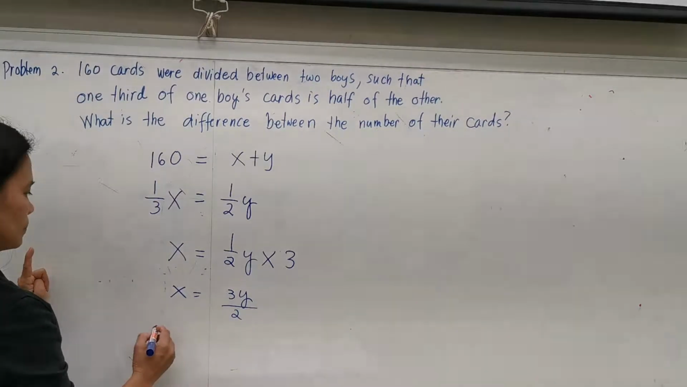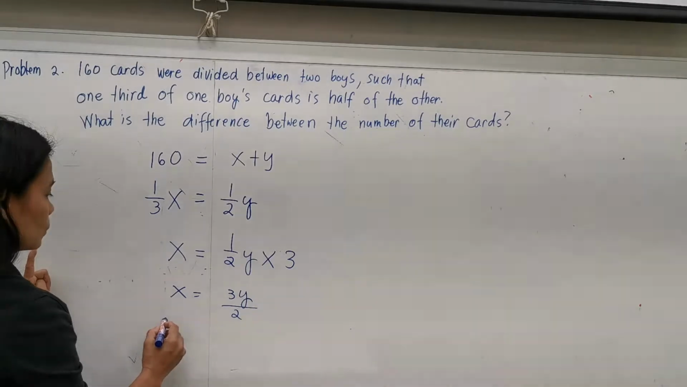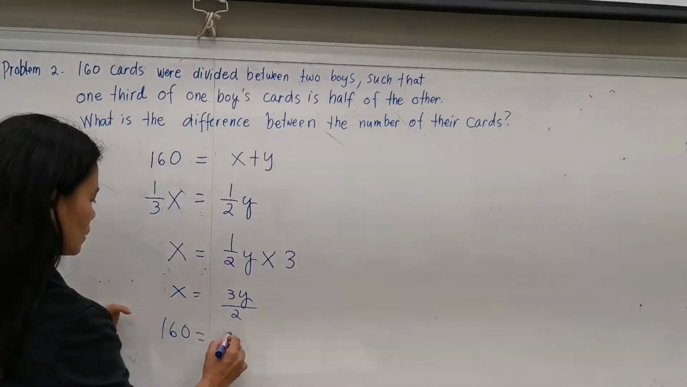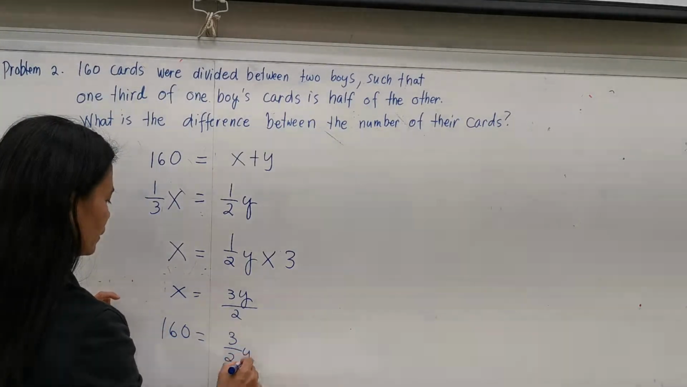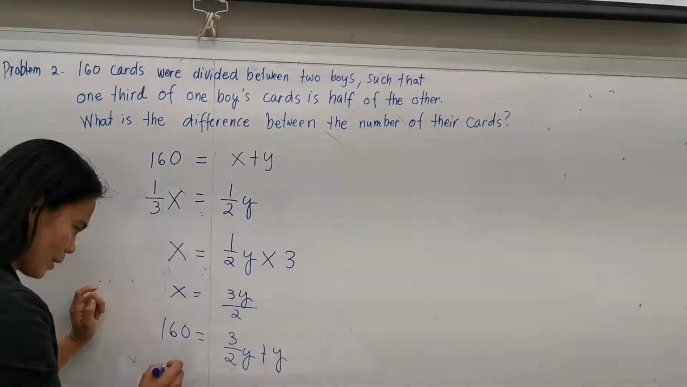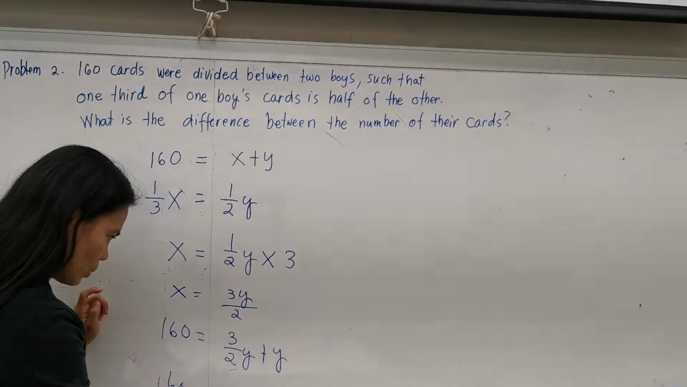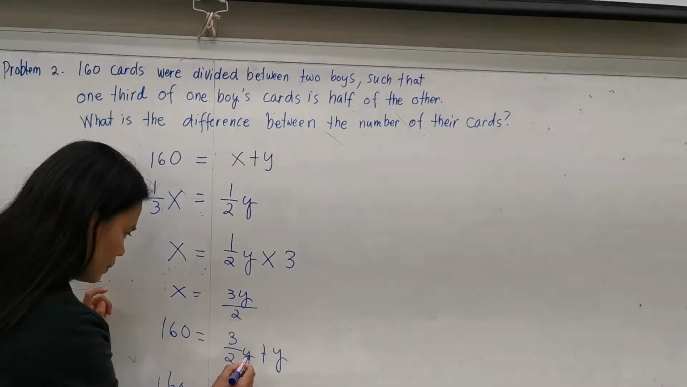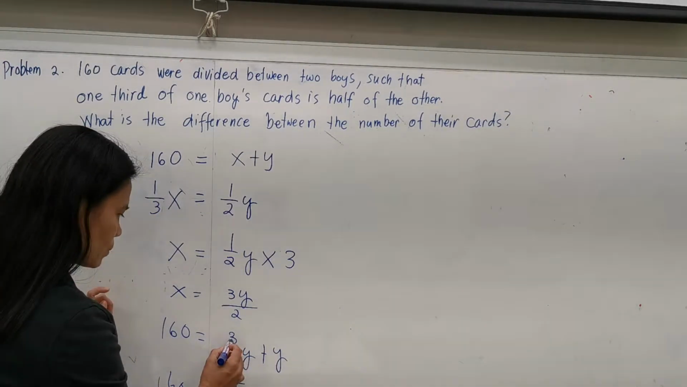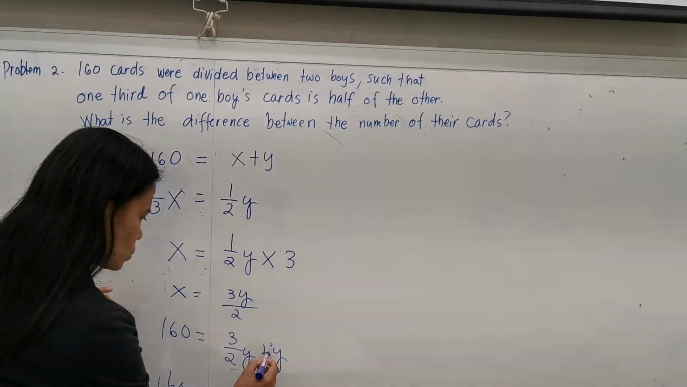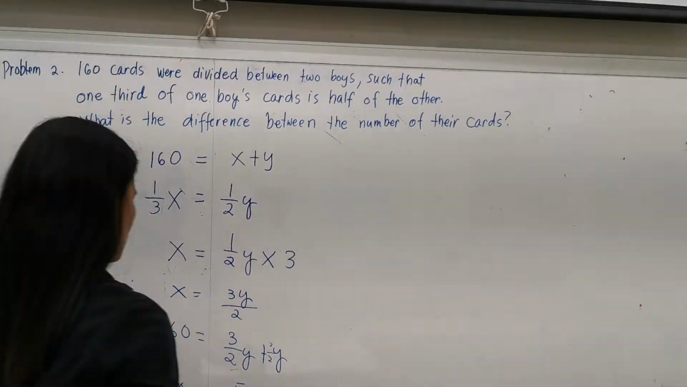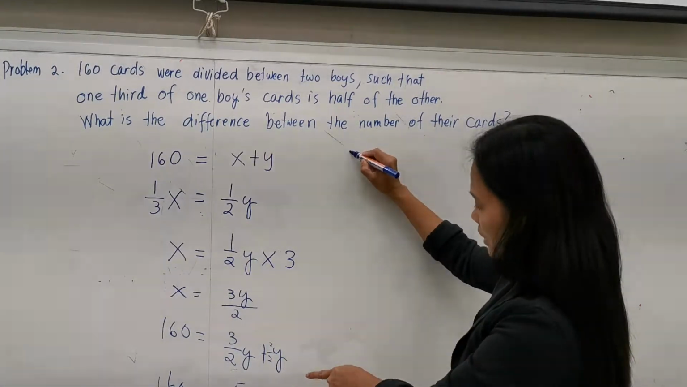Now that I have the value for X, I can substitute this into equation number 1. So I would say 160 is equal to X, which is 3/2 Y, plus Y. So 160 is equal to 3/2 Y plus 2/2 Y, that is 5/2 Y, because 3 plus 2 is 5. I'm going to carry this over here.